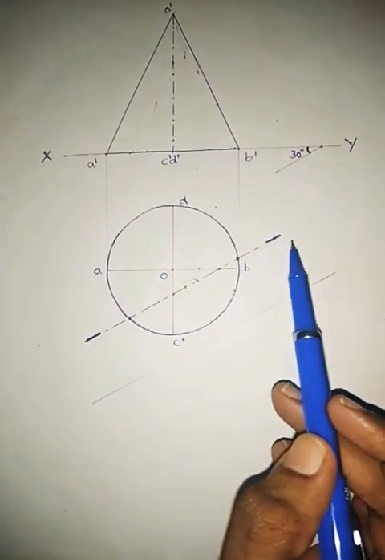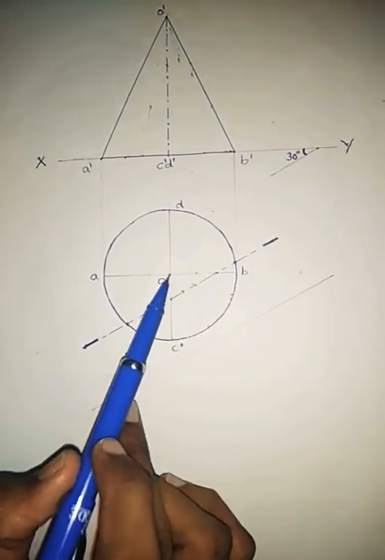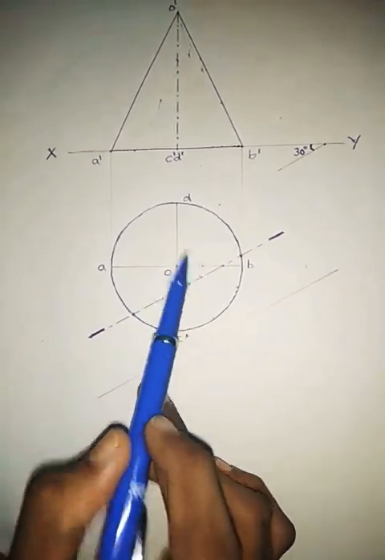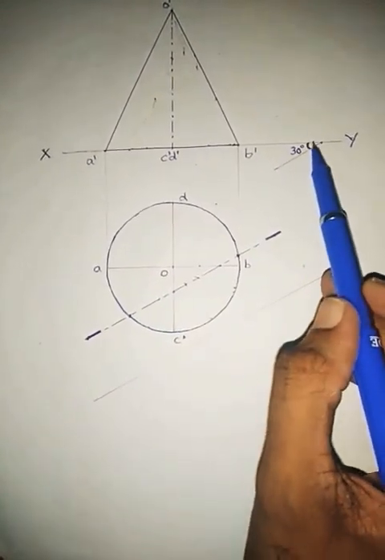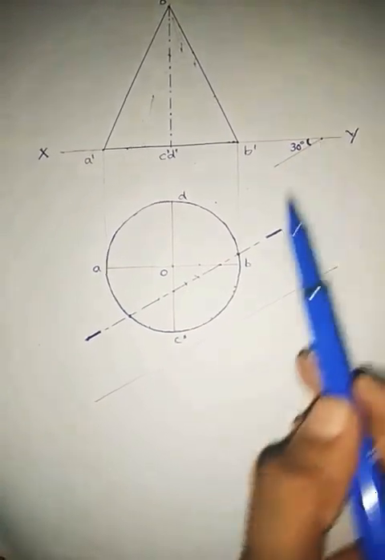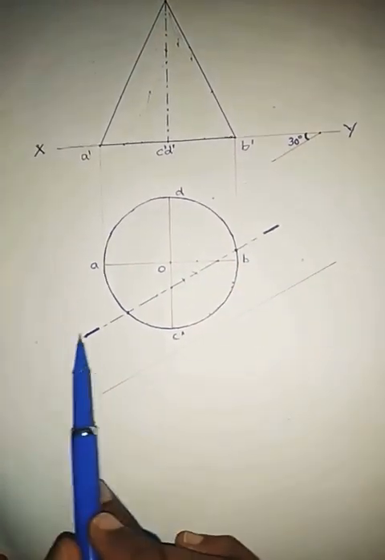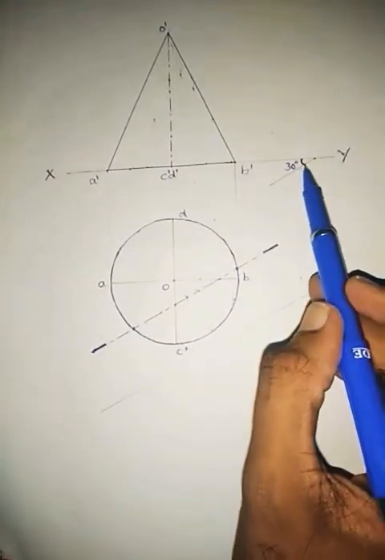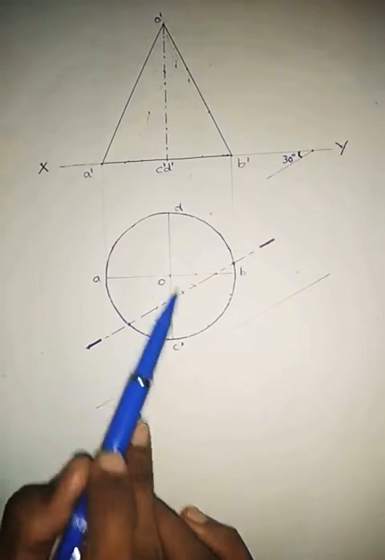Section plane is inclined 30 degree to VP and 10 mm away from the axis. So first, as usual, you draw a circle of 10 mm radius. Draw a 30 degree line somewhere outside. You draw a line parallel to this line, but it should be tangential to our circle. So both these conditions will be satisfied. Section plane will be inclined 30 degree to VP, and it will be 10 mm away from the axis.